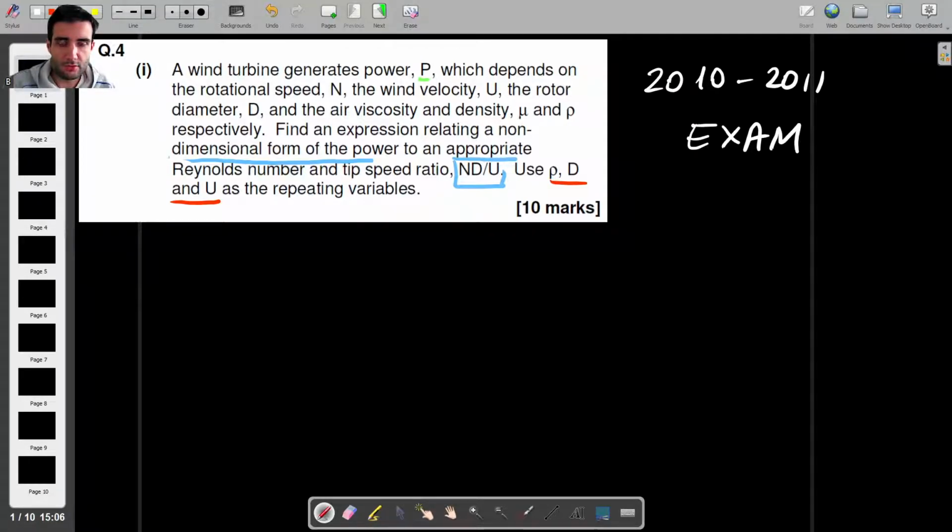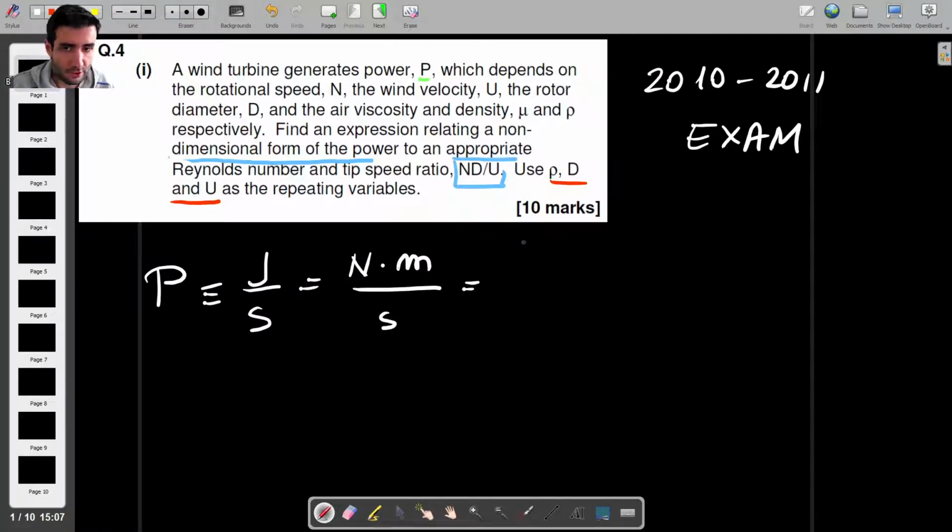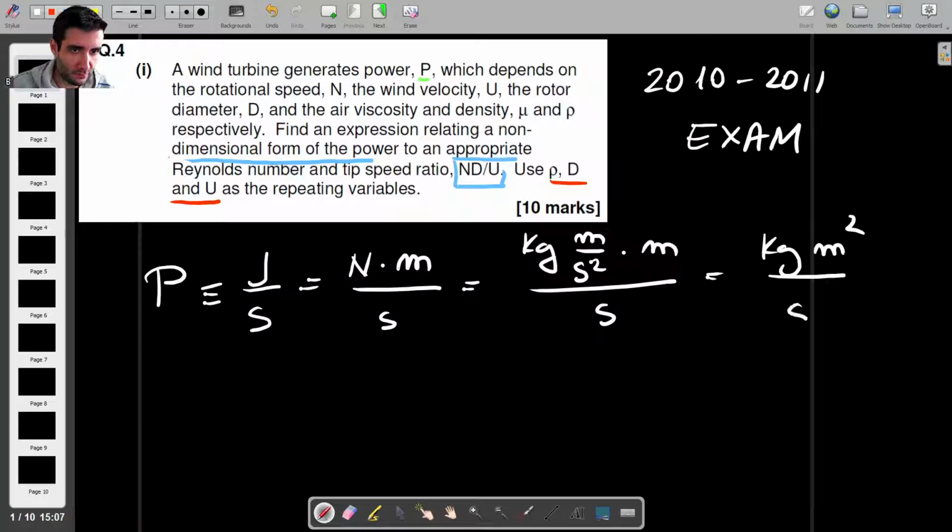Okay, so let's first of all list all the variables. Let's see how many we have. First of all, we have power. Now, what are the units of power? Well, we know power is measured in watts or joules per second. If we break this down even further, a joule is basically Newton times meter. That's work. Newton is kilogram meter per second squared, and then times meter over second. So this is kg m squared over s to the power 3. Right, so that's the first one.